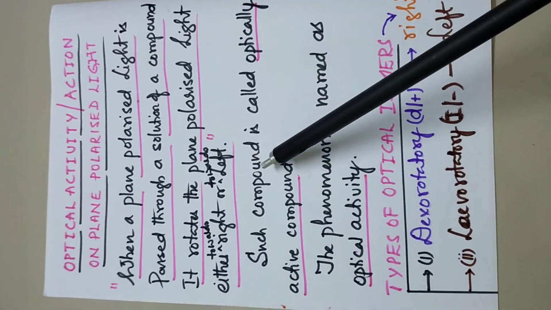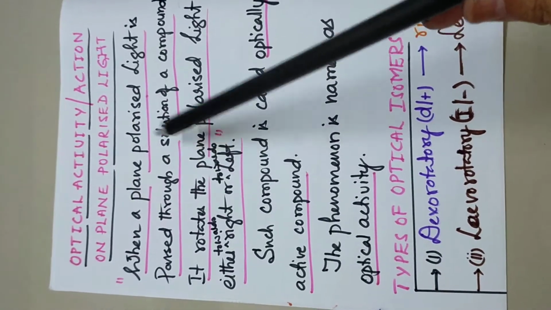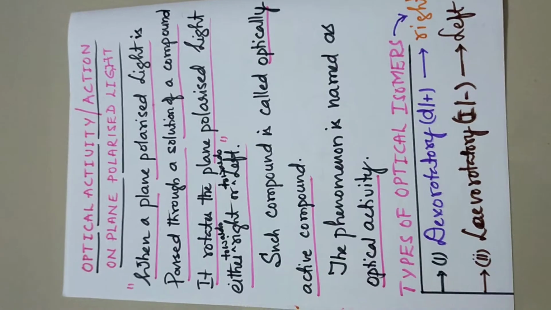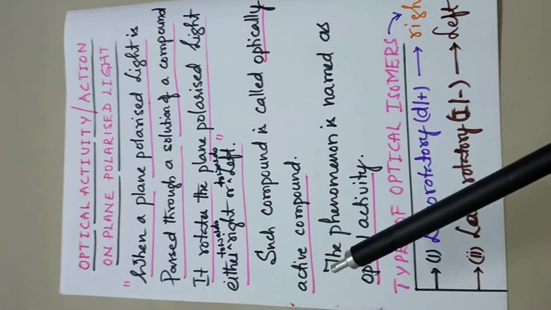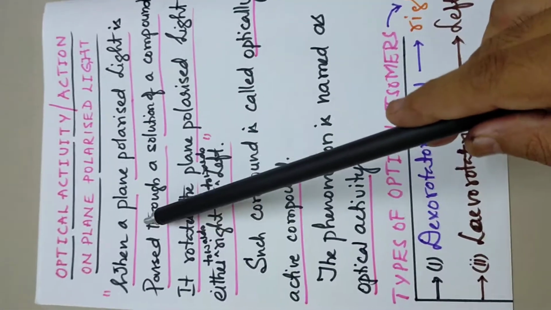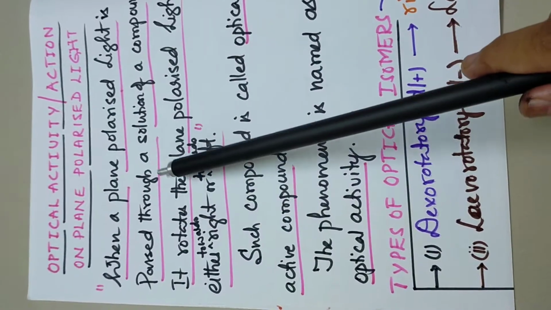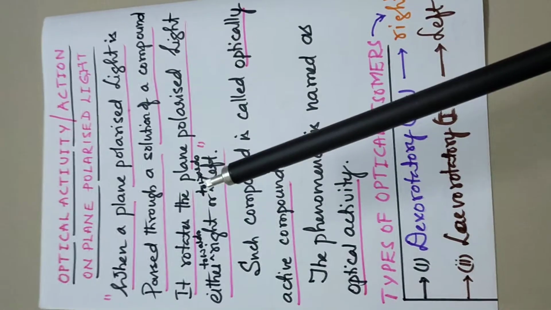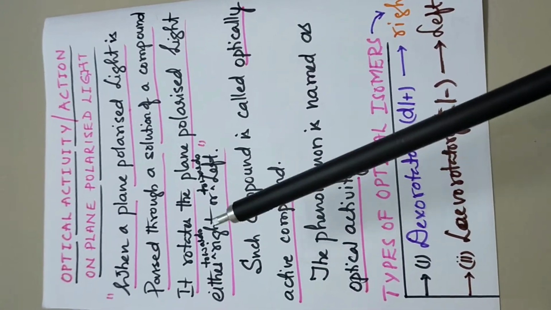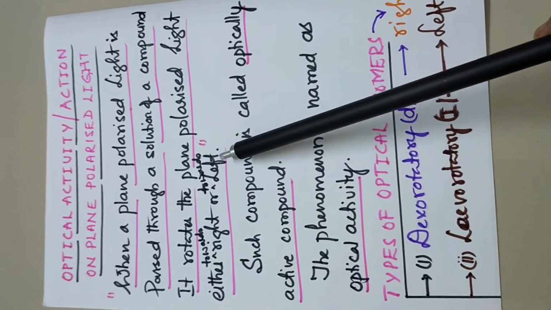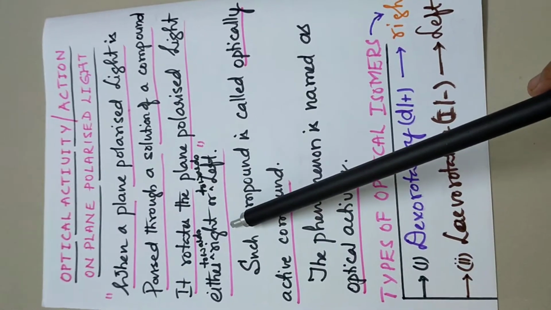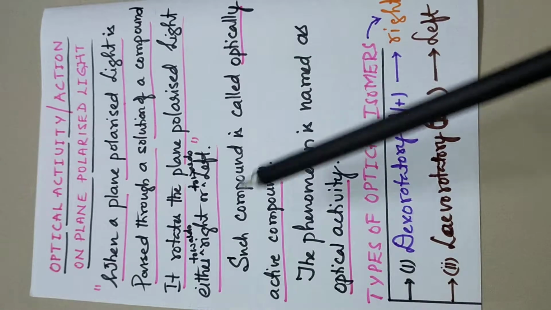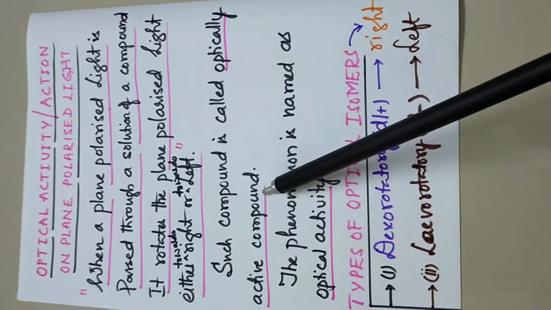So here is the same property: it comes under plane polarized light. When a plane polarized light is passed through the solution, the compound rotates. It changes the direction. It either goes to the right side or the left side. Such a compound is called an optically active compound.